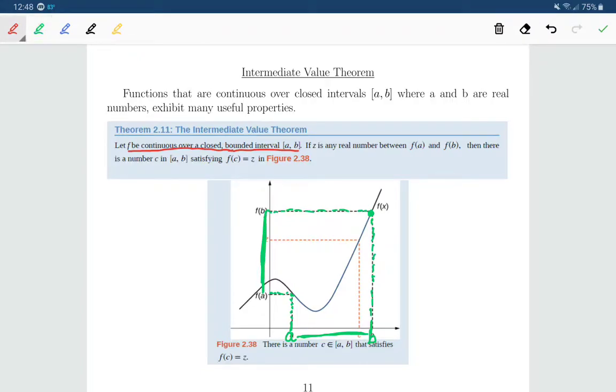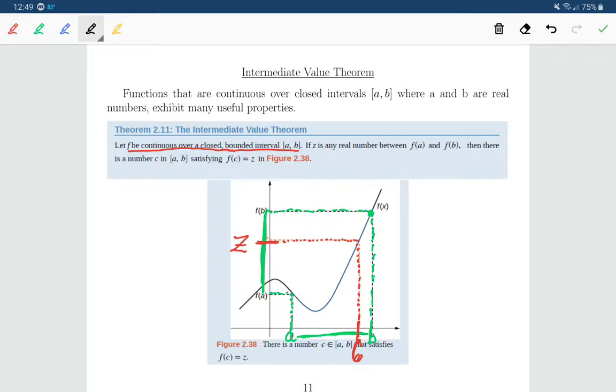What the intermediate value theorem tells us is that I can pick any value in the range between f of a and f of b, let's call that z. I can pick any value, and the intermediate value theorem guarantees that I can trace that back and find a specific value in the domain, we'll call that c, that corresponds to z. And moreover, it says that c will be between a and b.